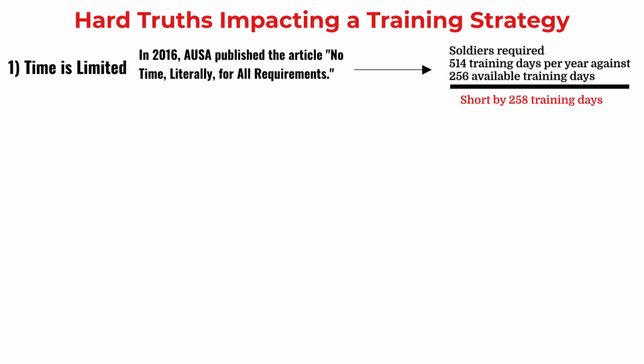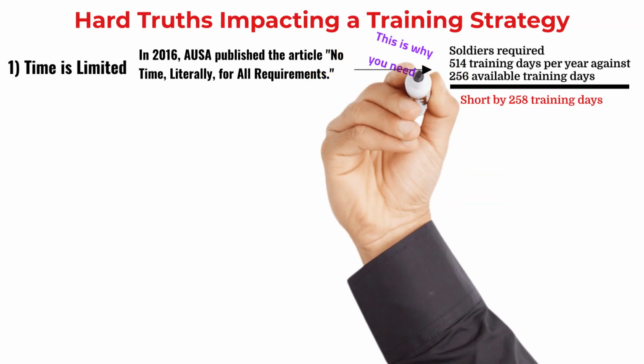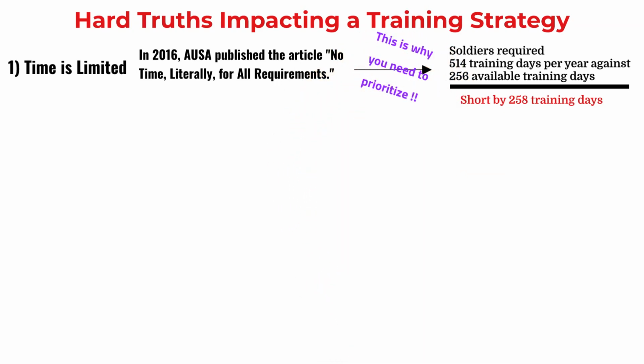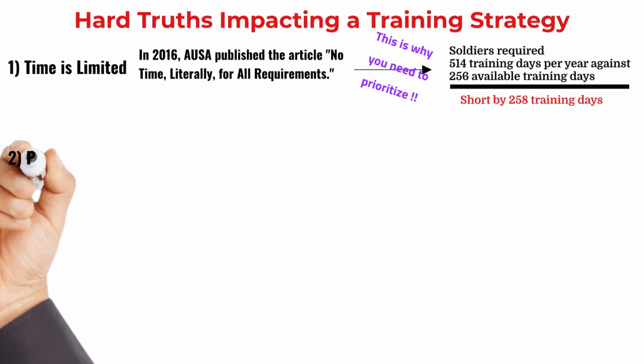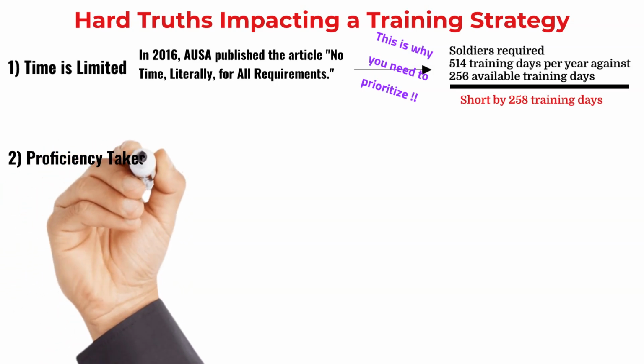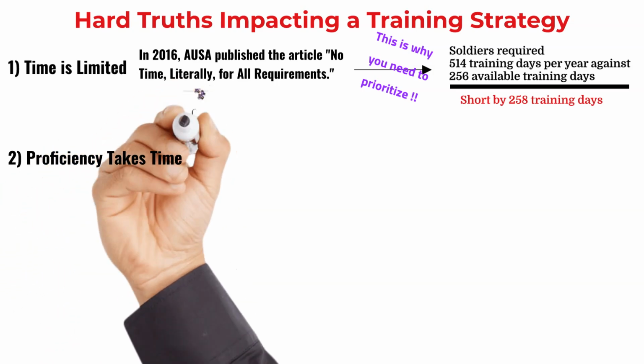While the Army has undertaken efforts to reduce mandated training since the AUSA article's publication, the fact remains there are more training requirements than there is time to train. This fact is why commanders and team leads need to create training strategies that focus on core tasks and prioritize efforts. Units cannot do everything. Proficiency takes time. The question is, how much time?